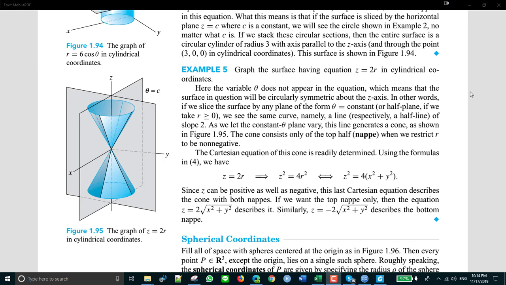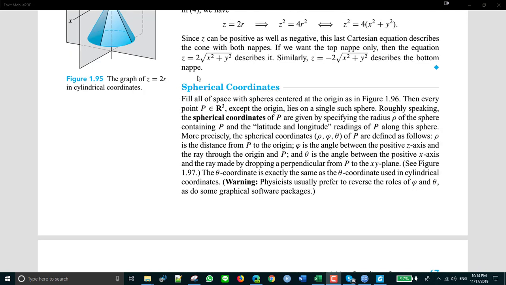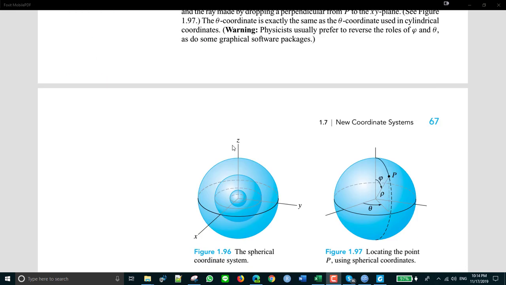The next thing is spherical coordinates, and that's also in R3, but it's a different way of doing it. So the picture is like this. We have theta, the same as before.